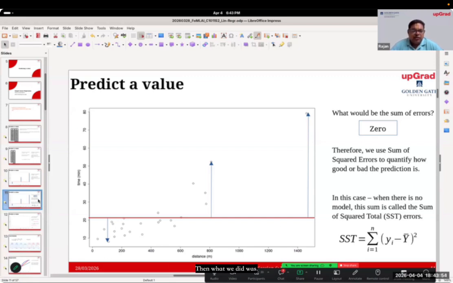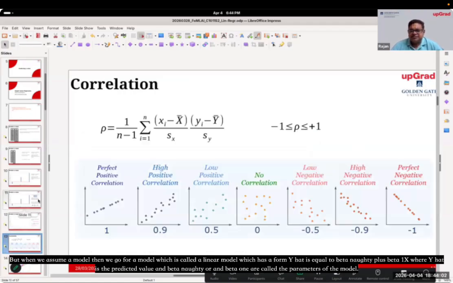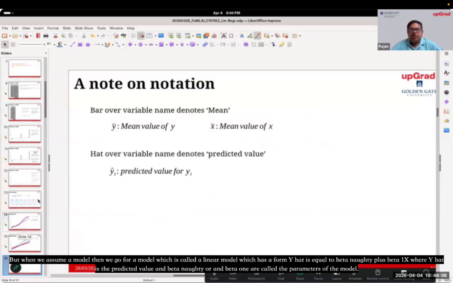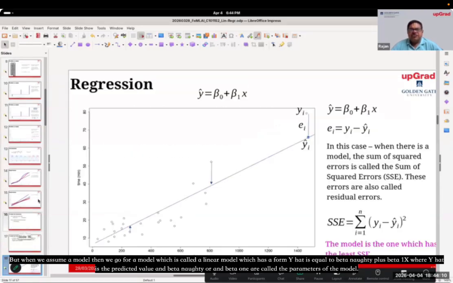Then what we did was, okay, this is what we would get if we do not assume a model. But when we assume a model, which is called a linear model, that has the form y hat is equal to beta naught plus beta 1 x.